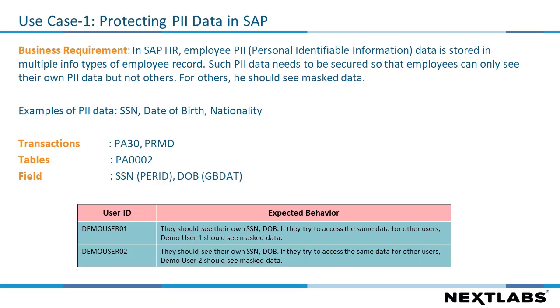We will demonstrate this with two users, Demo User 1 and 2. The functionalities that Demo User 1 has are that they can see their own social security number and date of birth, but when they try to see the same information for any other employee, they will not see the actual value, but instead they will see a masked value. Similarly, Demo User 2 can see their own data, but for others they will see masked data. So let's look at this in the system.